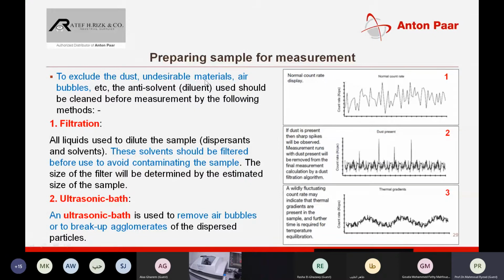by the following methods. The first method is filtration. All liquids used to dilute the sample, the dispersant and solvent, should be filtered before use to avoid any contamination of the sample. The size of the filter is determined by the estimated size of the sample. The second method to exclude undesirable material like air is ultrasonic bath. An ultrasonic bath is used to remove air bubbles or break up any agglomerates of the dispersed particles.